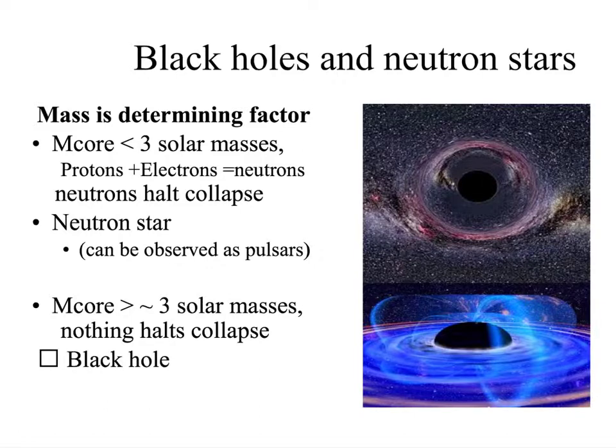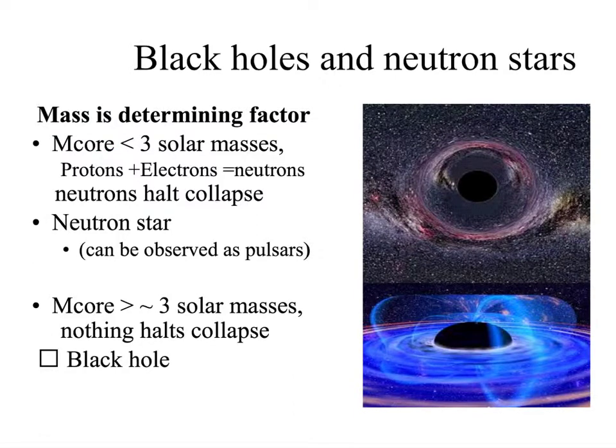So we left off talking about supernova and how supernova release elements into the universe. We have type 1a and type 2. After a supernova, there are two possible outcomes. You can have either a black hole or a neutron star. And again, mass is the determining factor.